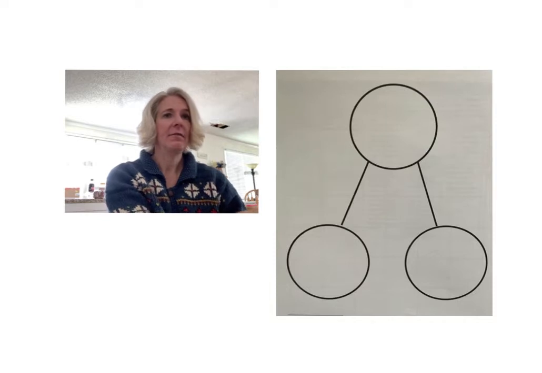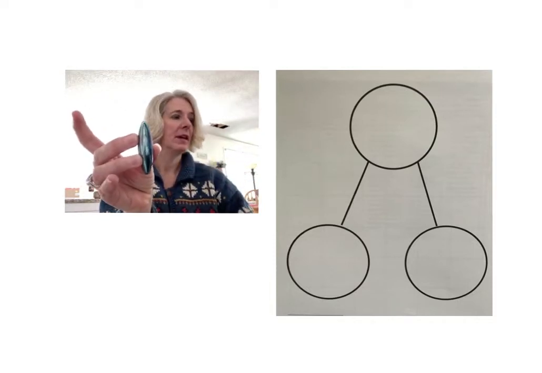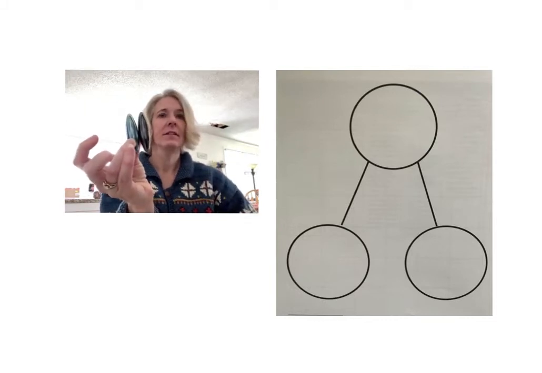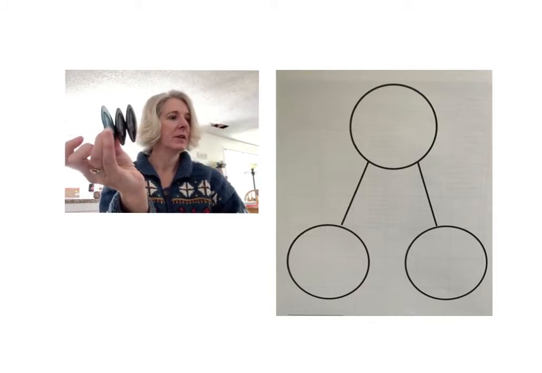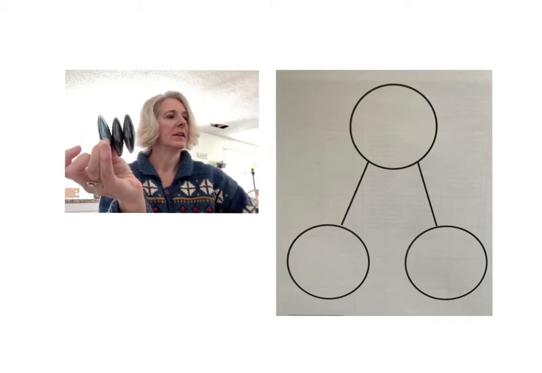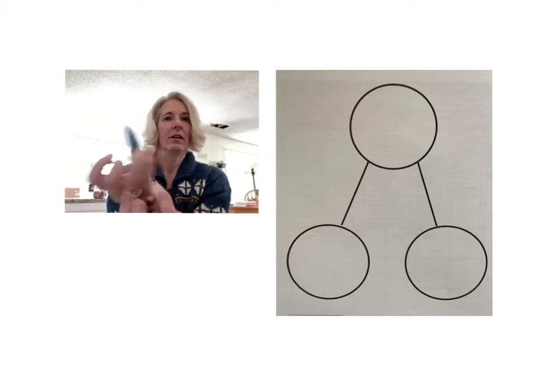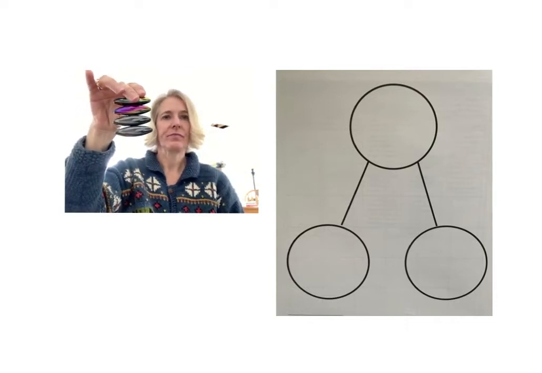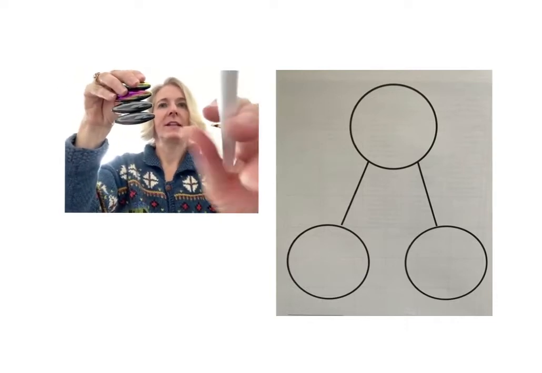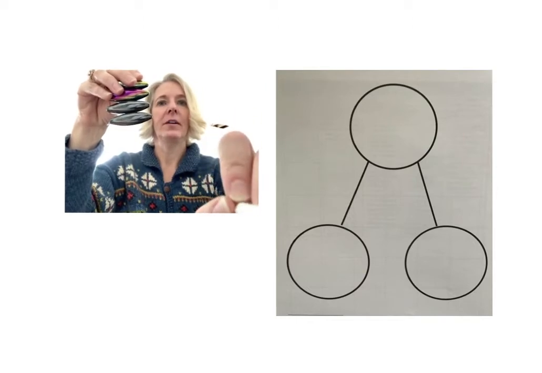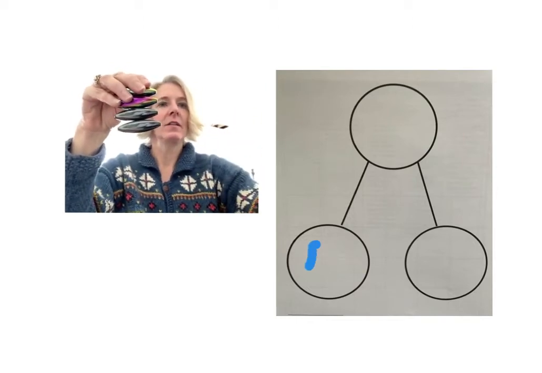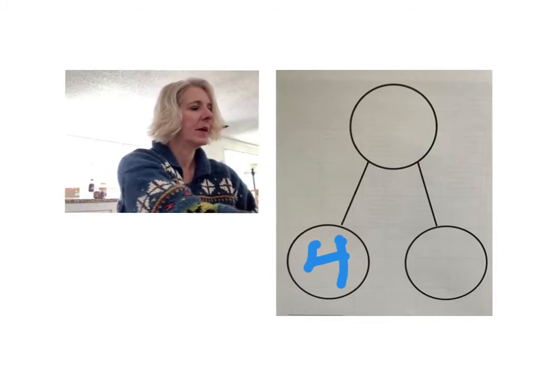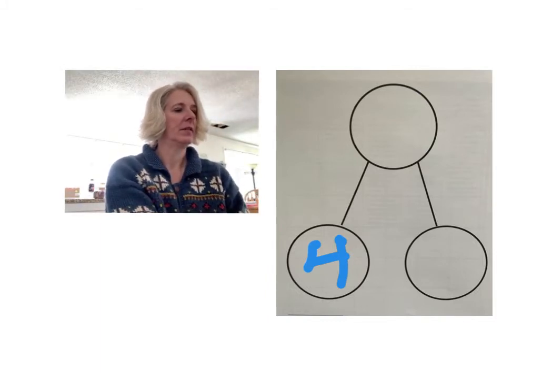So I have magnets. I have 1 oblong magnet, 2 oblong magnets, 3 oblong magnets, and then I have a 4th oblong magnet. So let's write that down. My first part of my number bond is 4. Let's figure out the second part of our number bond.